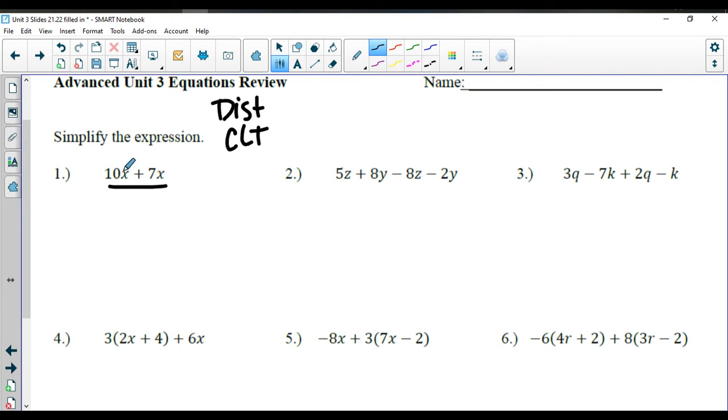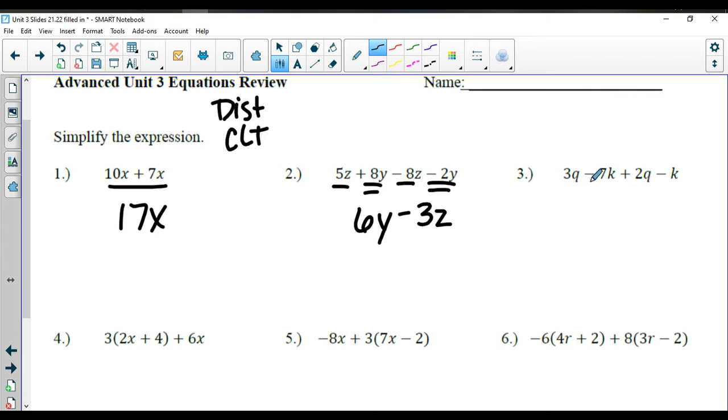So in the first example, I'm just combining like terms. They're both x's. I get 17x. In the second example, I have different variables here, so I'm going to actually combine them separately. So first would be alphabetical order, so we're going to go y first. Positive 8y and negative 2y is positive 6y. 5 and a negative 8 is a negative 3z.